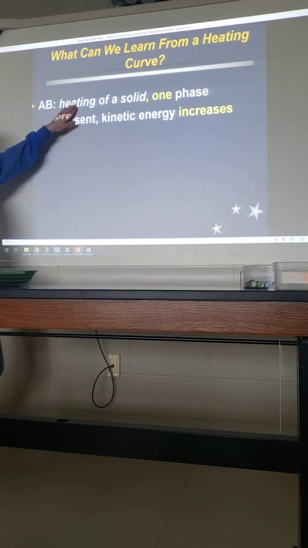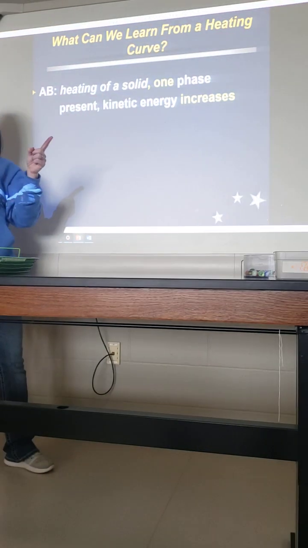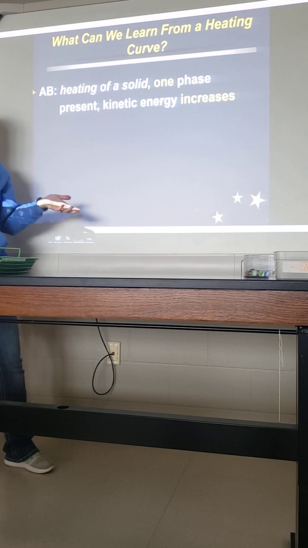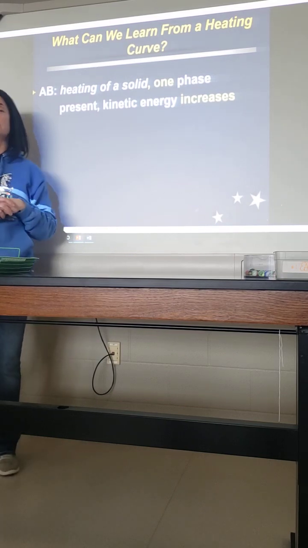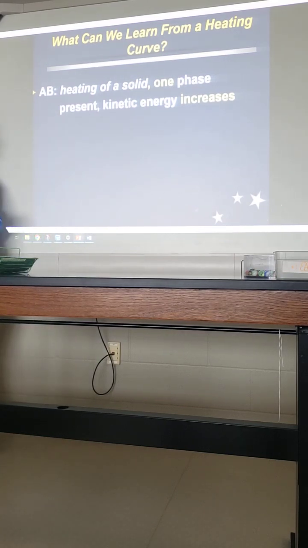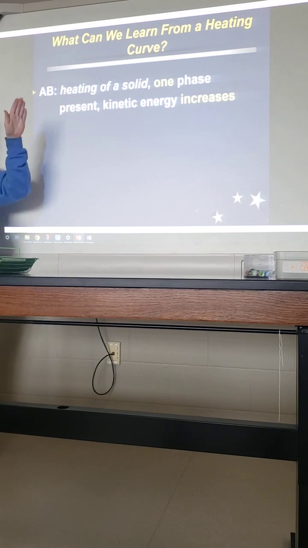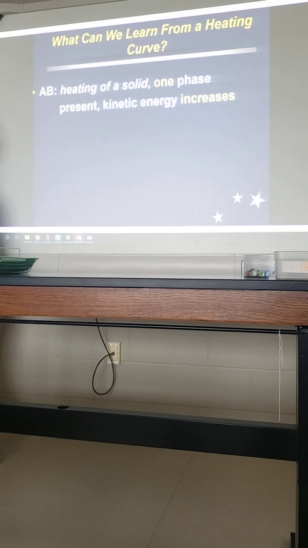AB is the heating of a solid. You only have one phase present. It's all, in this case, usually if you're talking water, it's all ice. Right? Kinetic energy is increasing because the temperature is increasing. And you can see that on the graph because the line's going up. It's sloping upwards.